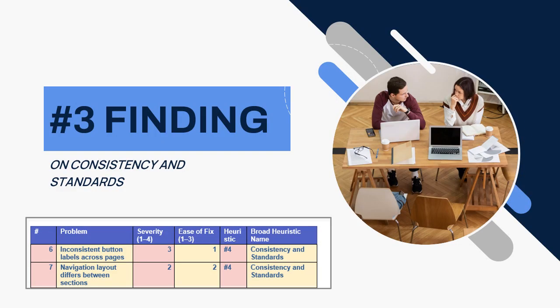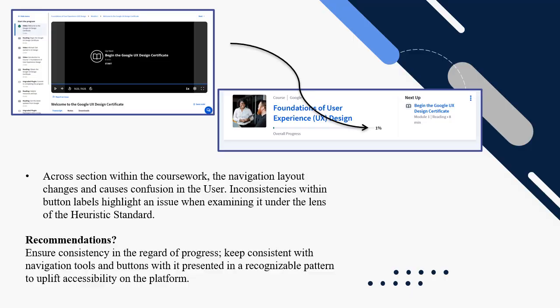For our third finding, we review some problems: inconsistent button labels across pages, and that the navigation layout differs between sections. Across sections within the coursework, the navigation layout changes and causes confusion in the users. Inconsistencies within the button labels highlight an issue when examining it under the lens of the heuristic standards.